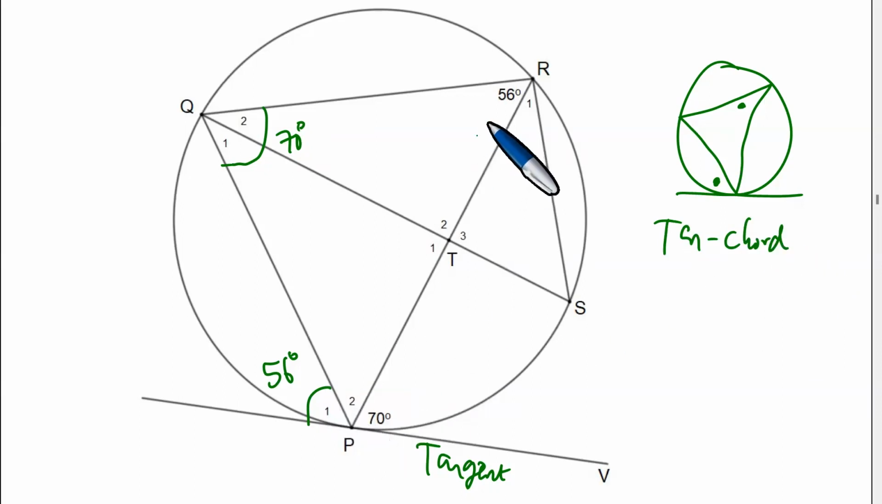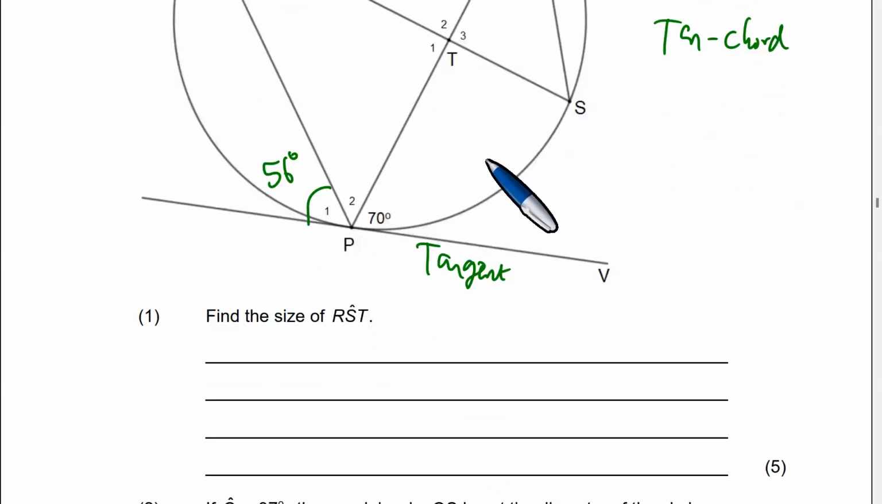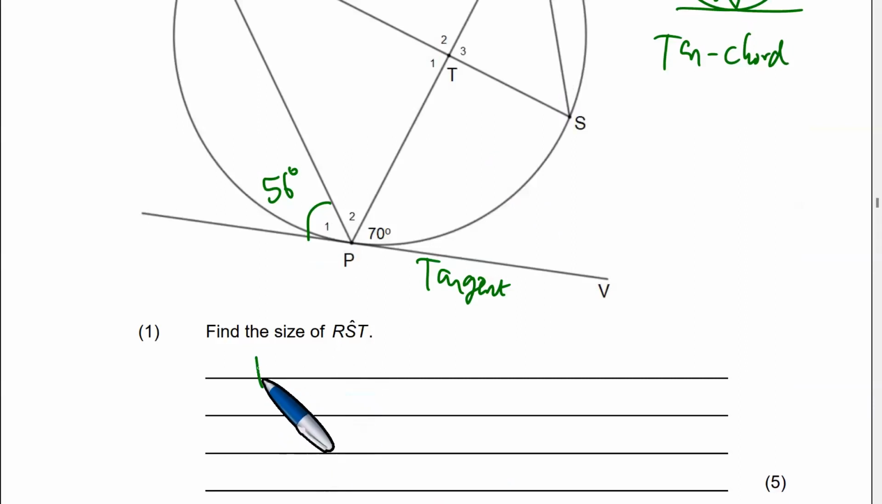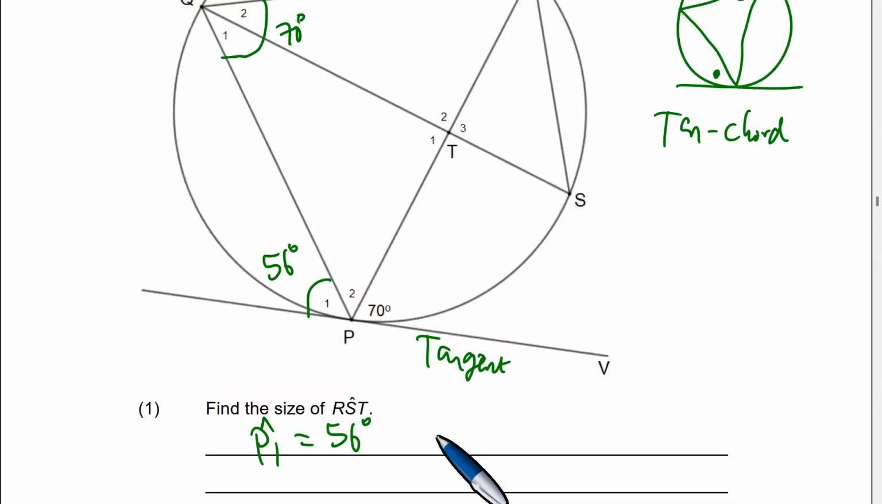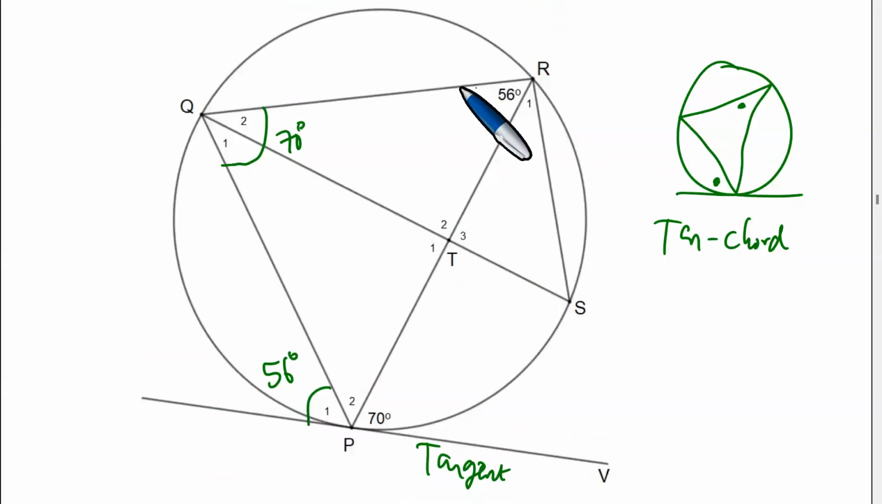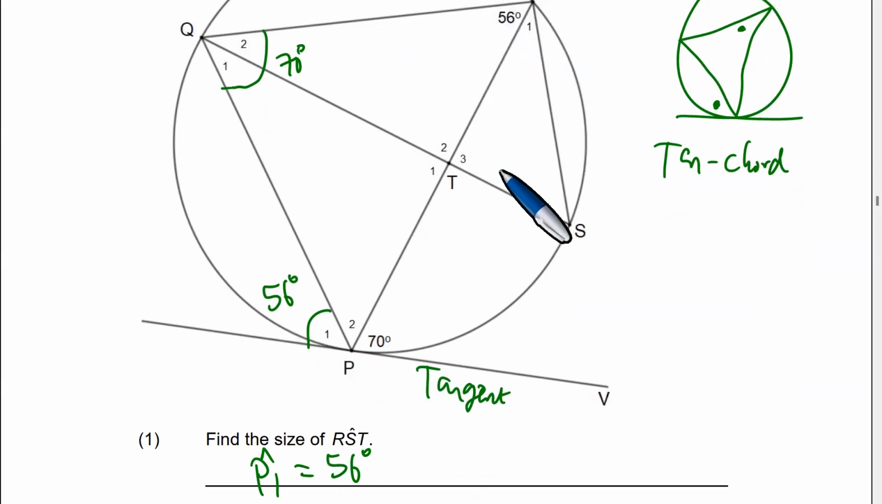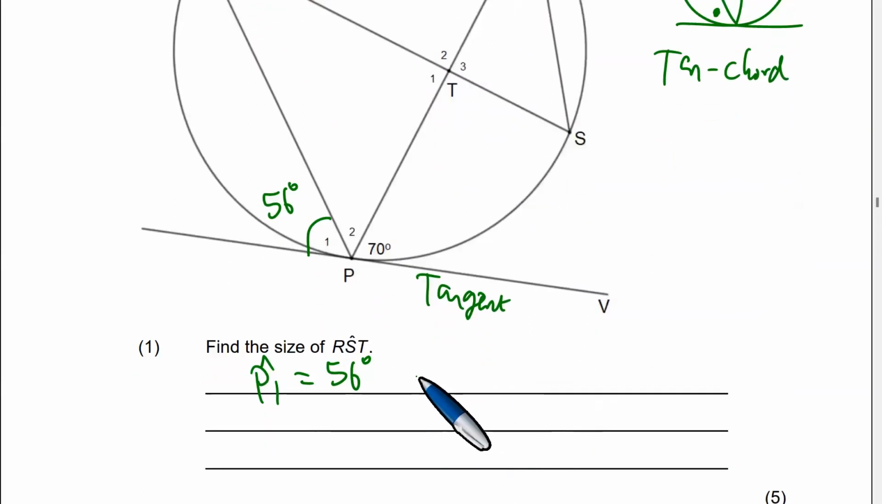So this is 56 and that is 56. So angle P1 is 56 degrees. Why is it that angle P1 is 56 degrees? Okay, it is the tan-chord theorem, like I said. You can say tan-chord theorem.